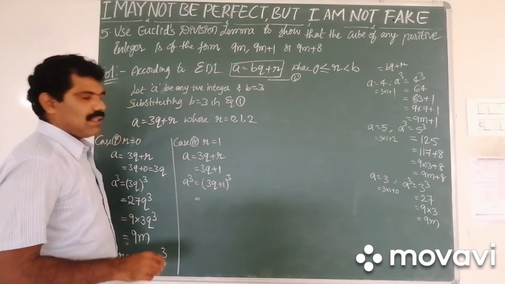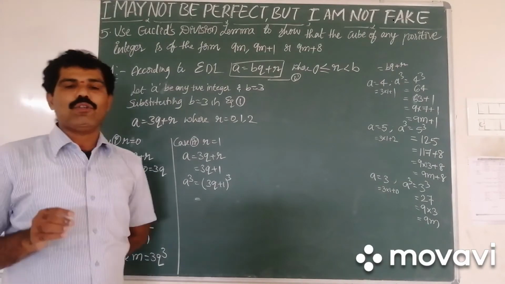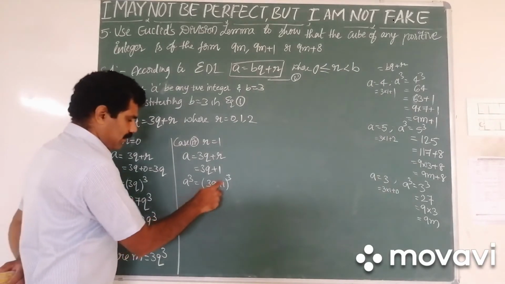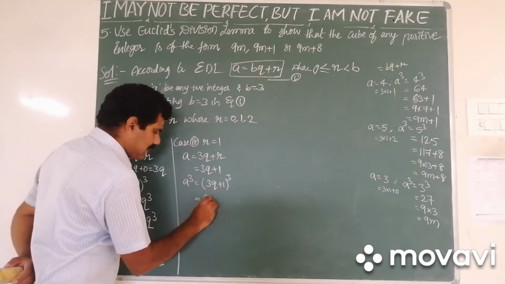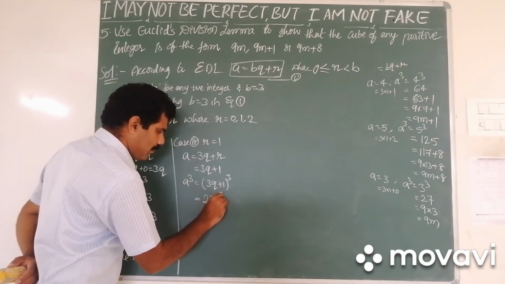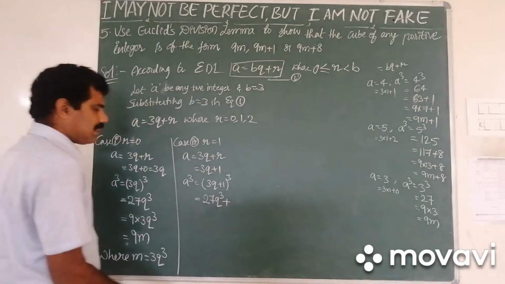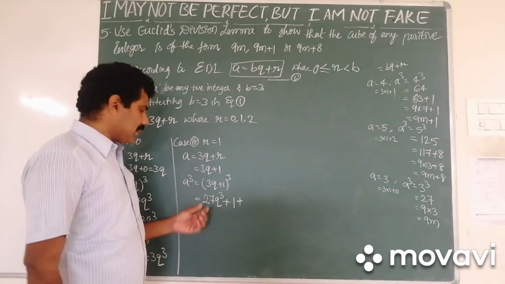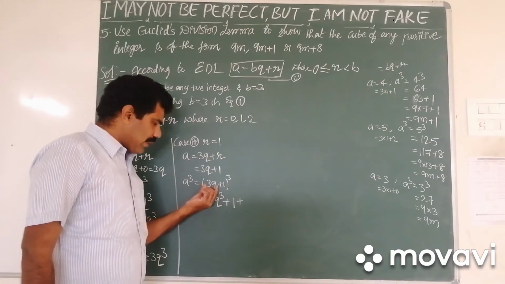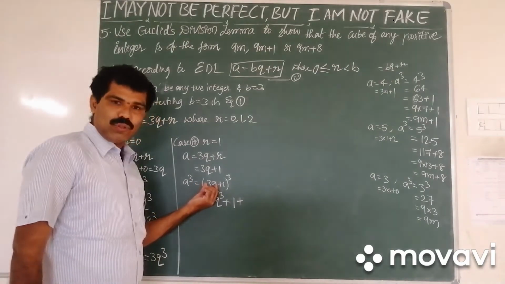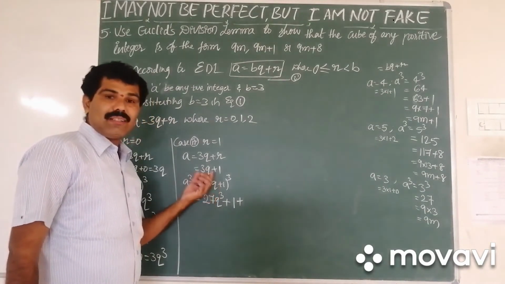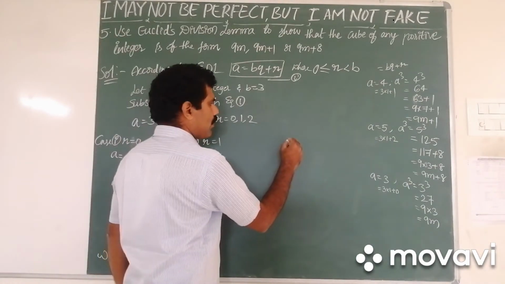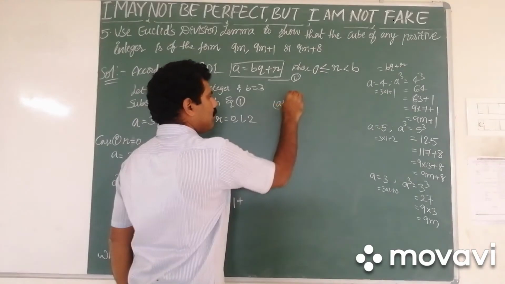Now cubing, in the sense a plus b whole cube, is a cube plus b cube plus 3ab into a plus b. Now here a cube means 27q cube. b cube means 1 cube, that is 1. 3a square b means 3 into a square. a square is how much? 9q square. Now what is the formula for a plus b whole cube?